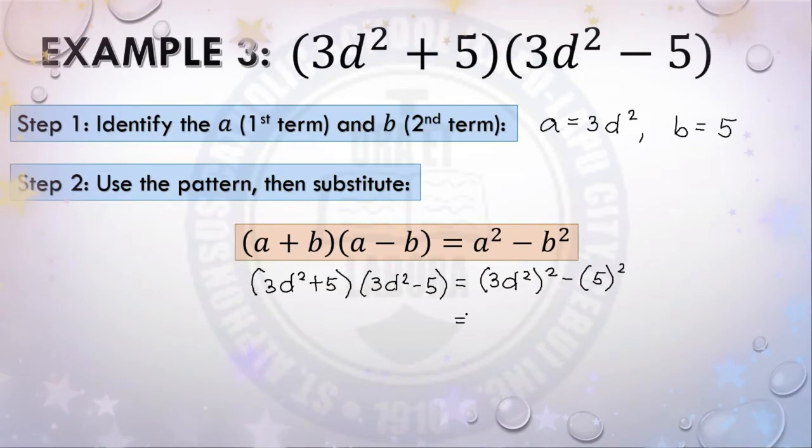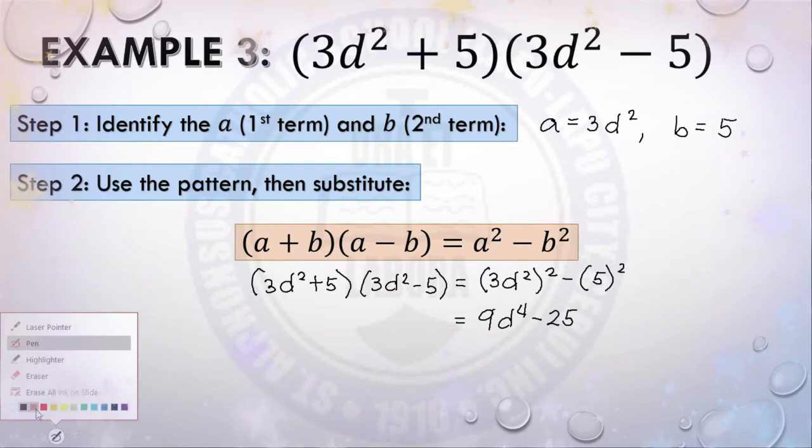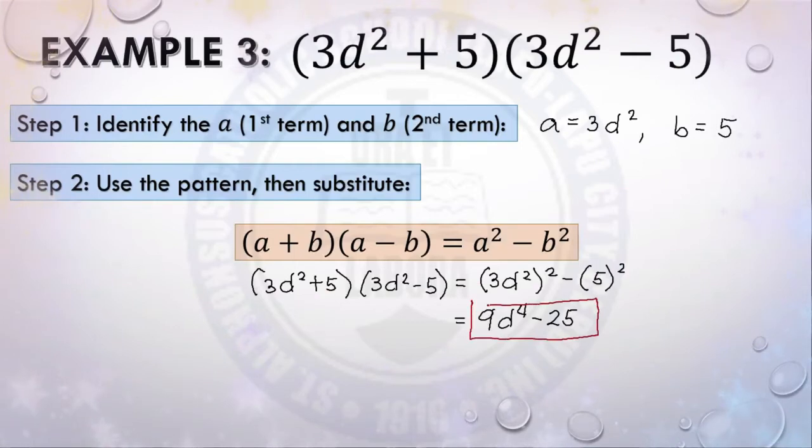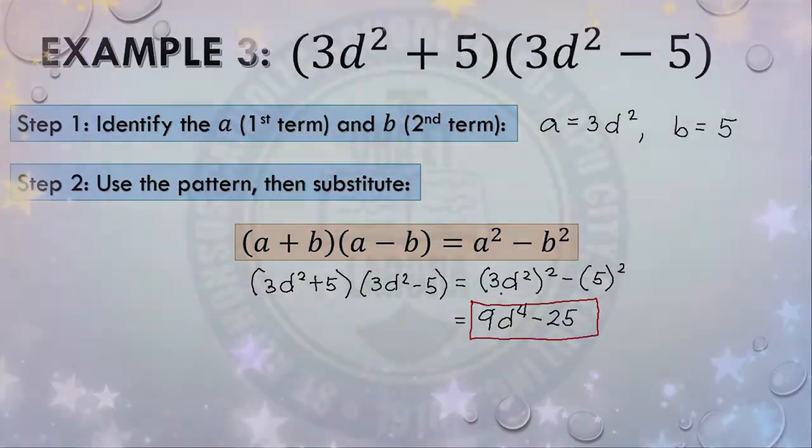What do you think is the final answer? Please choose your answer wisely. If your answer is 9d⁴ - 25, then very good, you're correct. And as always, we're going to highlight by boxing our final answer. That would be the last example for sum and difference of two terms. Thank you, and until the next video.